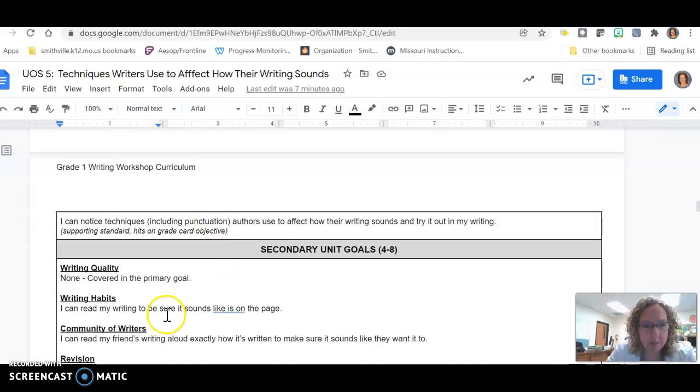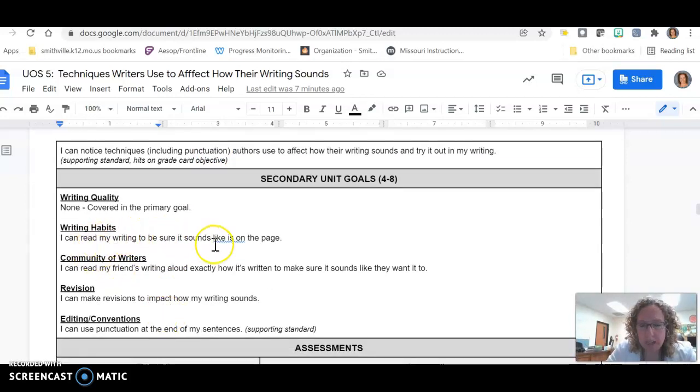So we have a writing habit goal of reading their own writing to be sure it sounds like what's on the page. So what we're looking for there is that they're just reading their own writing out loud. And if they want a particular part to be where the character is excited, then they should probably have an exclamation point at the end of their sentence.